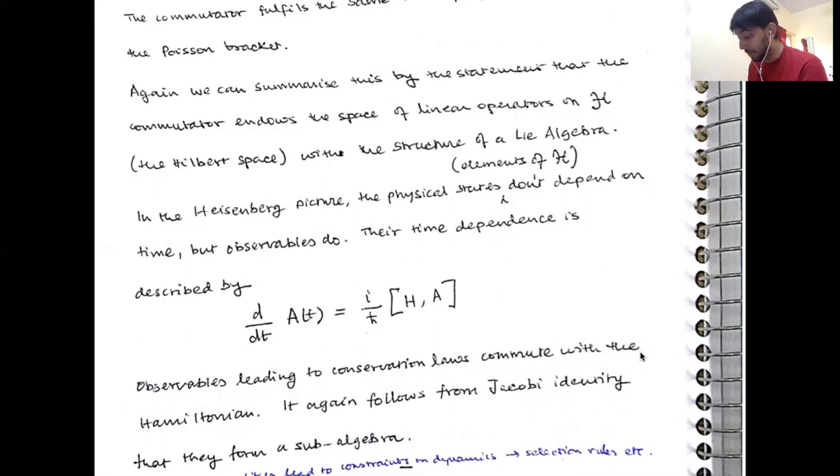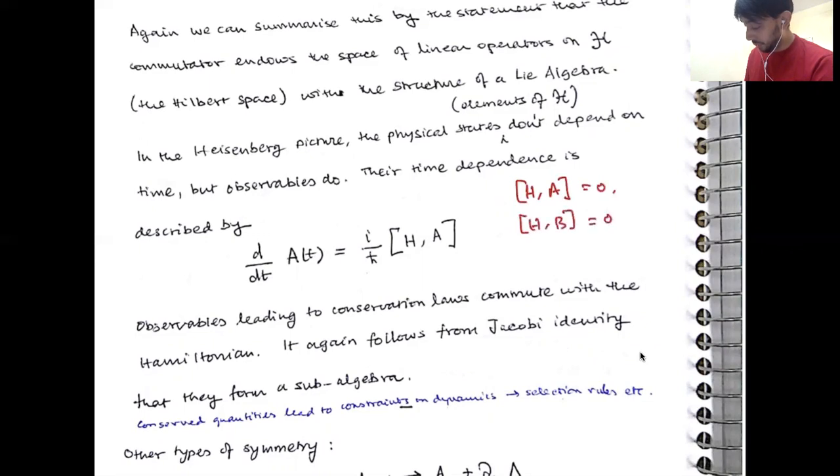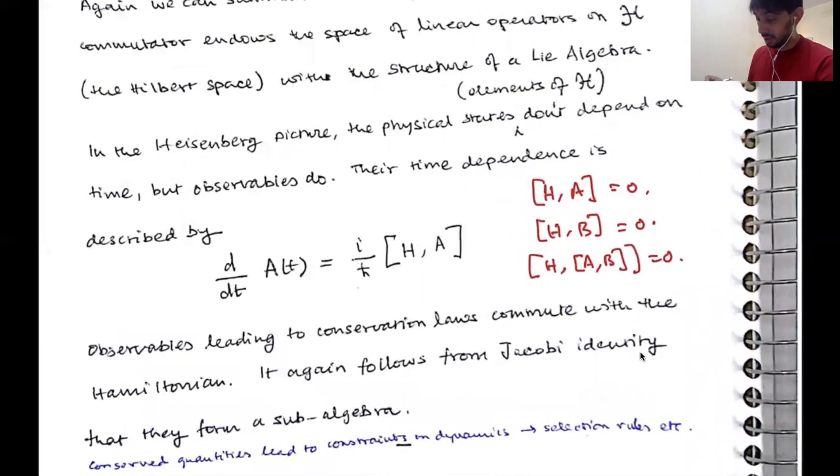And just like earlier, by the Jacobi identity, we will see that these again close to form a subalgebra. So if, for example, [H, A] is equal to 0 and [H, B] is equal to 0, we'll find [H, AB] equal to 0. This is something that you can sit and just do. Very good.